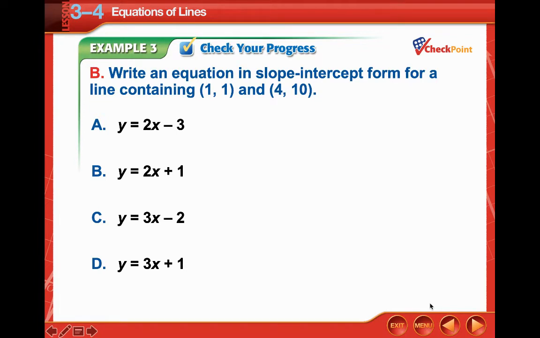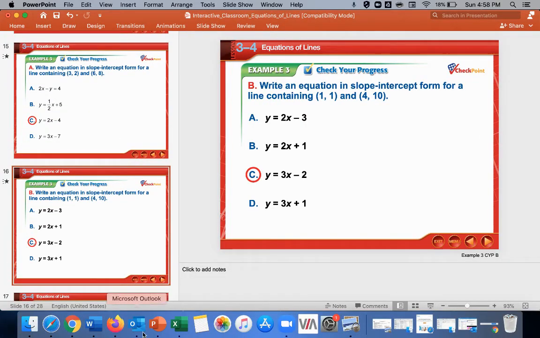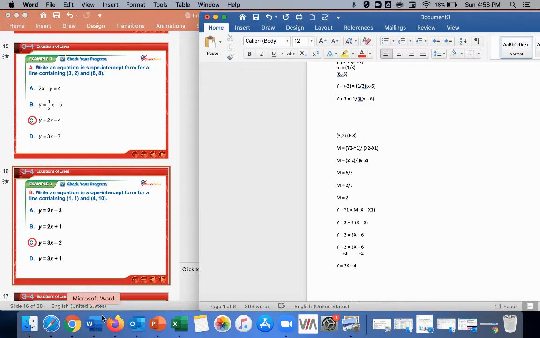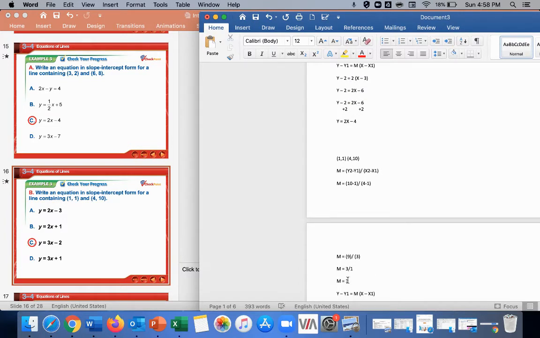All right, hopefully you were able to solve this one on your own. You should have gotten C as your answer. You're probably like, oh, Mr. Selby, can you teach us how to do this one? Yes, I can. Thank you for asking. So we've got (1, 1) and (4, 10). Slope formula, y2 minus y1 over x2 minus x1. So that becomes 10 minus 1 and 4 minus 1, which becomes 9 over 3, which becomes 3 over 1, which just becomes 3.